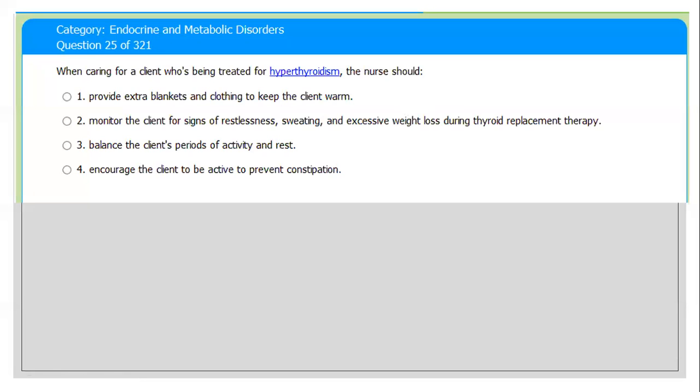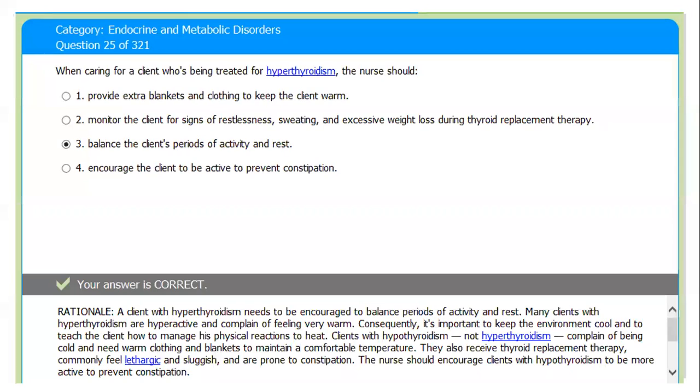So hyperthyroidism: weight loss, because metabolism is fast. The patient eats more because of increased appetite, but still loses weight, right? Also diarrhea, insomnia, mood swings, palpitations, tachycardia, all are signs of hyperthyroidism. So the nurse should, they said, number three, balance the client's periods of activity and rest.